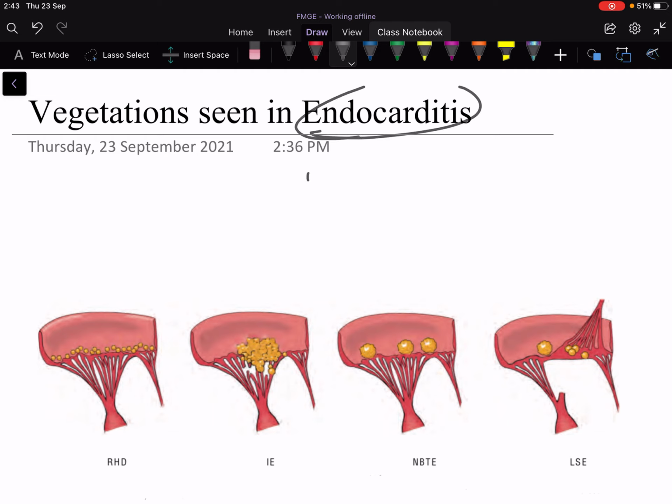So today we are going to talk about the vegetations seen in endocarditis. We will be mainly comparing the vegetations seen in rheumatic heart disease, vegetations seen in SLE or Libman-Sacks endocarditis, and the third one is infective endocarditis. The fourth one is non-bacterial thrombotic endocarditis.